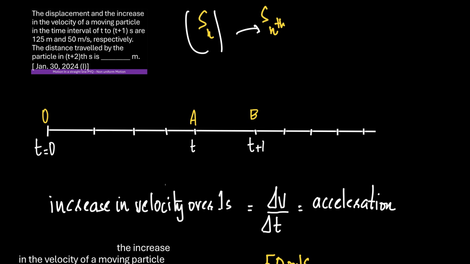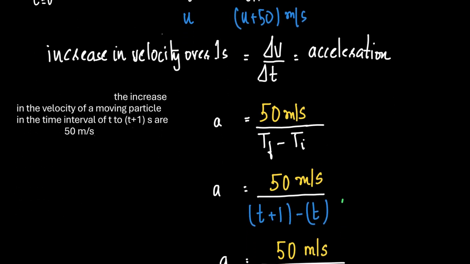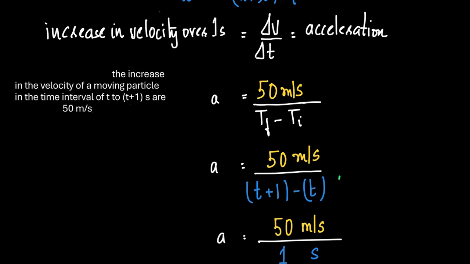And what is the distance covered here? The displacement here is AB, which is, according to the question, 125 meters, right? And the corresponding change in velocity, increase in the velocity, is 50 meter per second. So say if you have u here, what you get at B would be u plus 50 meter per second, right? Now, what is acceleration?